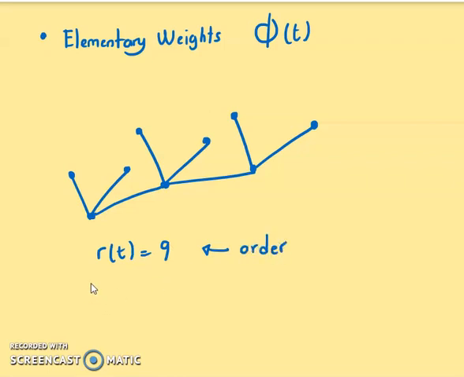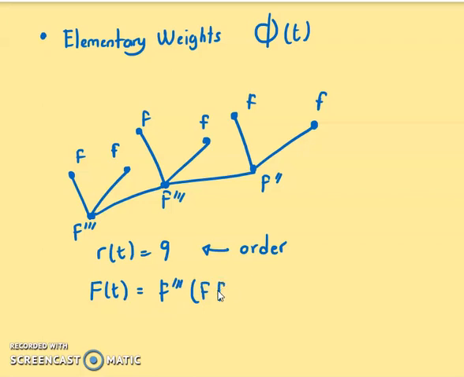Now, the function or the elementary differential is given by f triple prime, ff, f triple prime, ff, f double prime, ff. So I have f triple prime, f, f, f triple prime, ff, and then we can have f double prime ff. Okay, so this is the elementary differential.